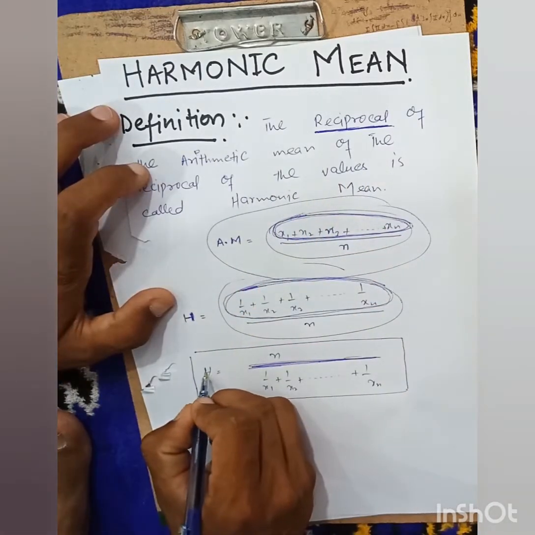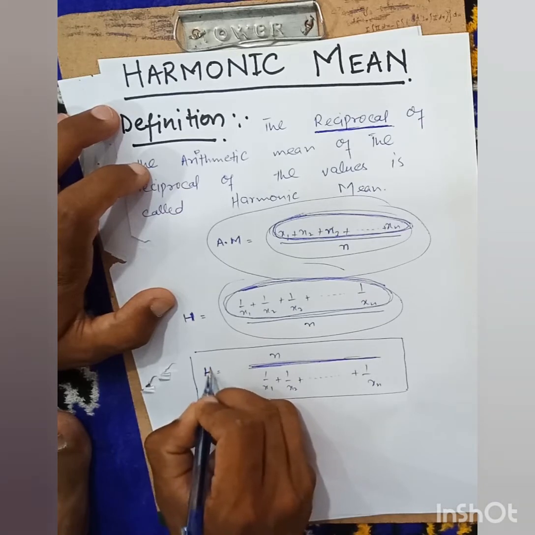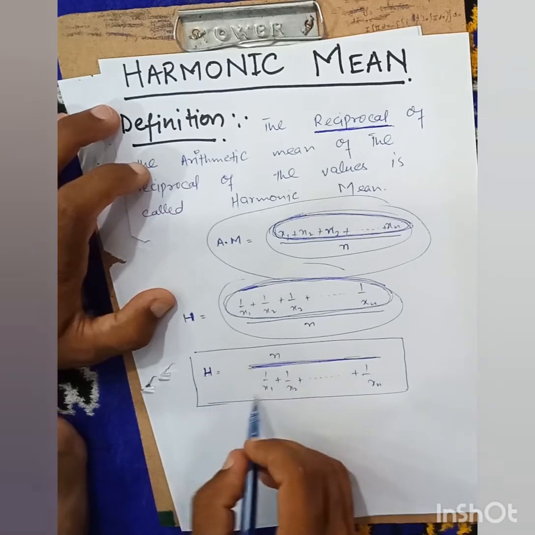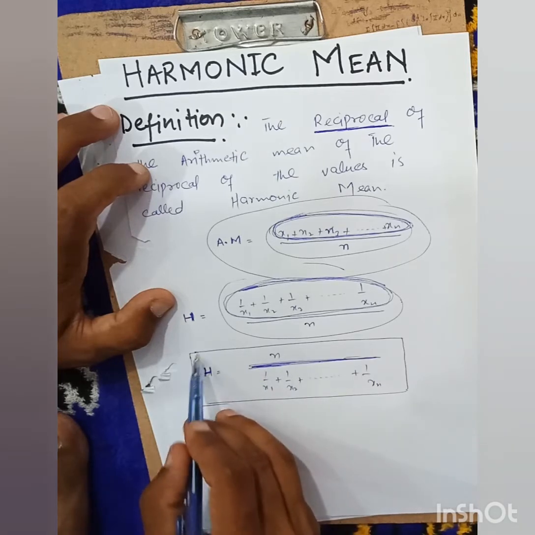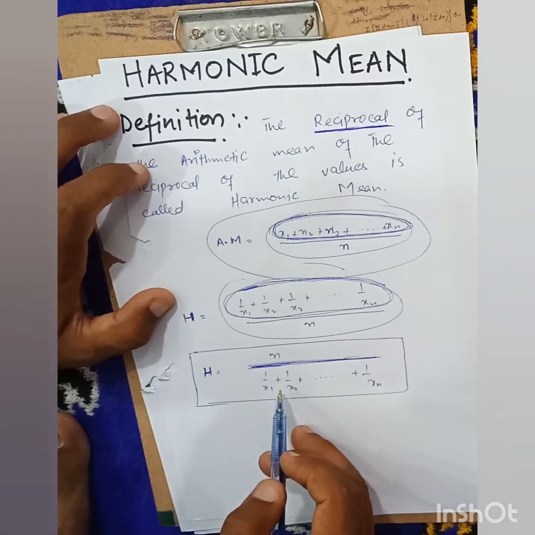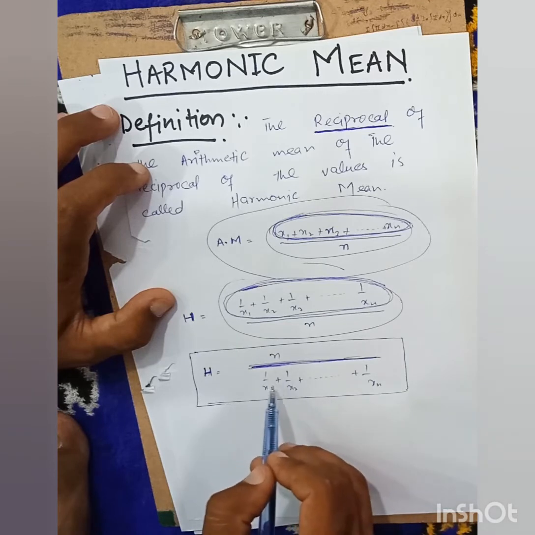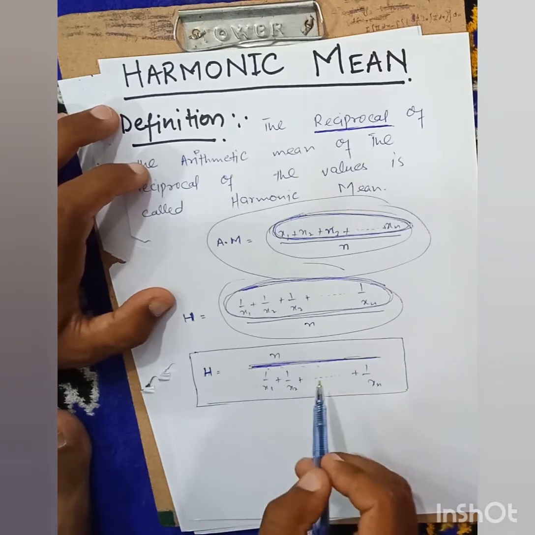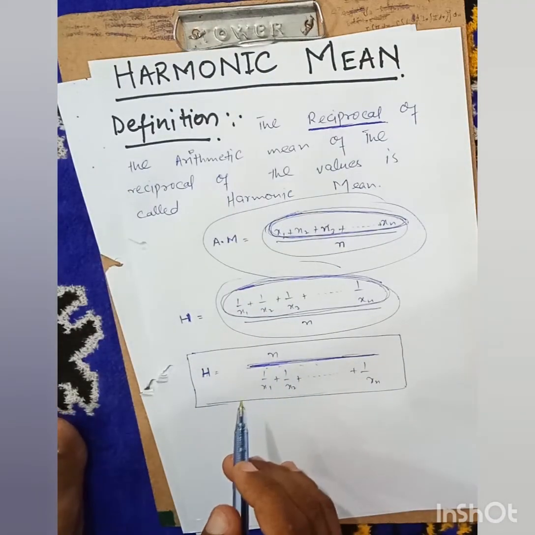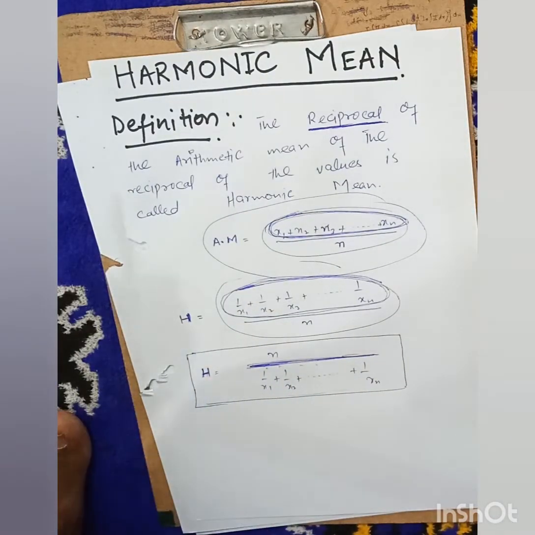So you can easily see in the formula of harmonic mean that it is simply the reciprocal of the arithmetic mean of the reciprocal of the values. Got it? So we would move to the example of harmonic mean.